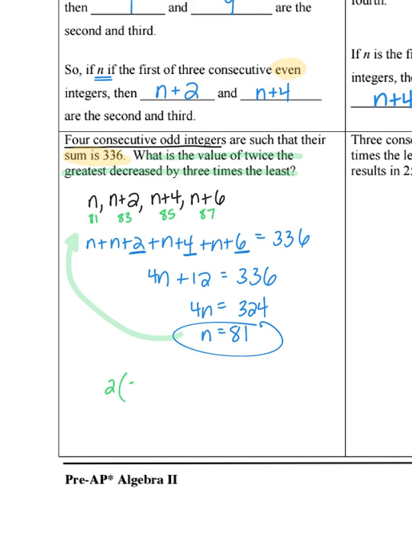twice the greatest, so 2 times 87. Decreased is subtraction by 3 times the least, which is 81. So 2 times 87 is 174, minus 3 times 81, which is 243. And my final answer is negative 69.